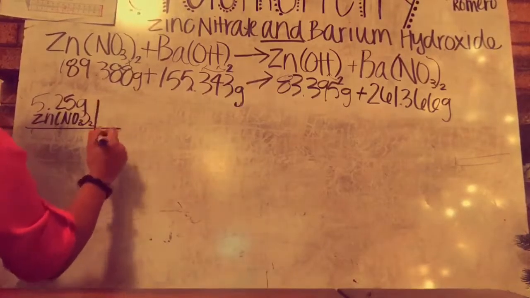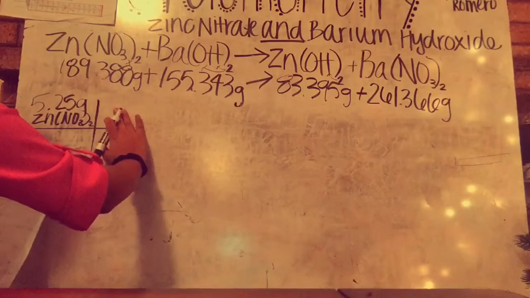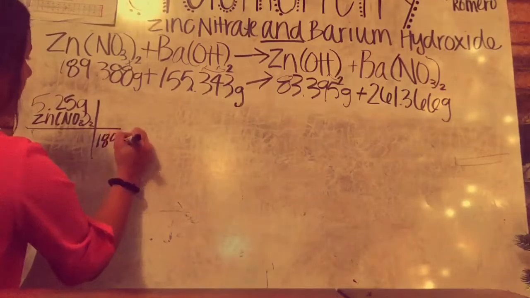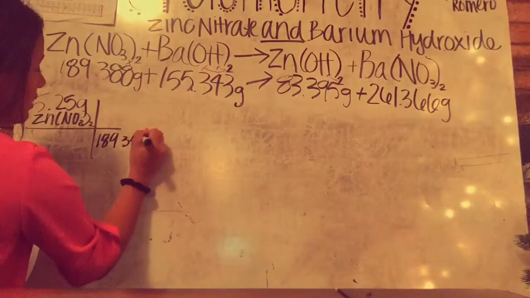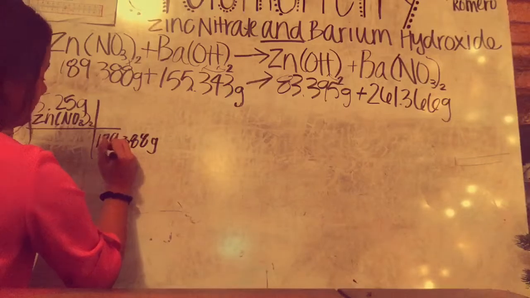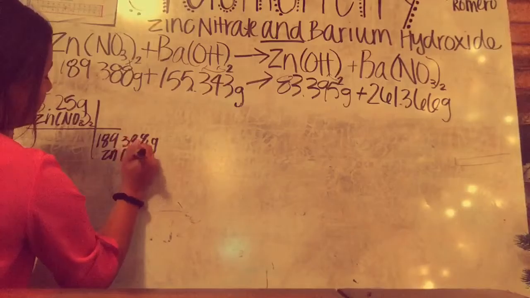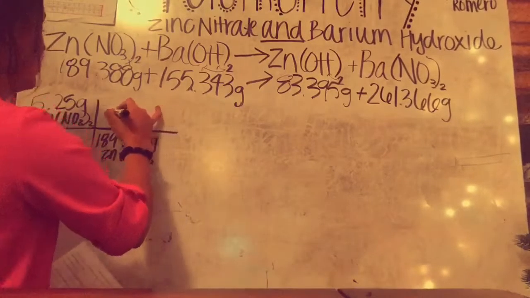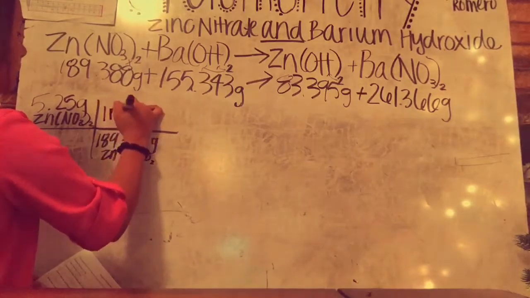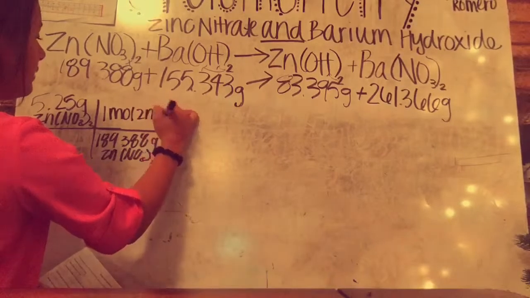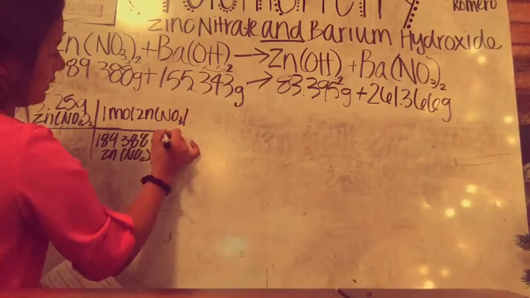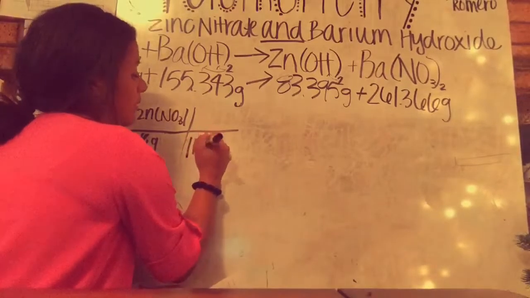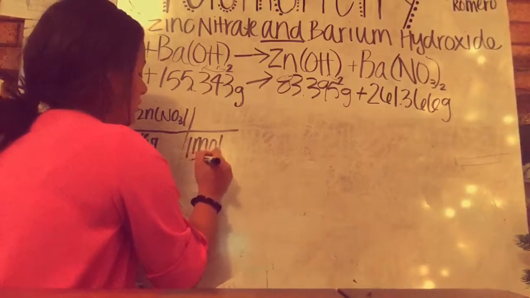That's going to be the first part of my chart, and I'm going to put its molar mass, which is going to be 189.388 grams of, again, zinc nitrate. And I'm going to set it equivalent to 1 mole of zinc nitrate. And this is going to, again, be equivalent to 1 mole of zinc nitrate.